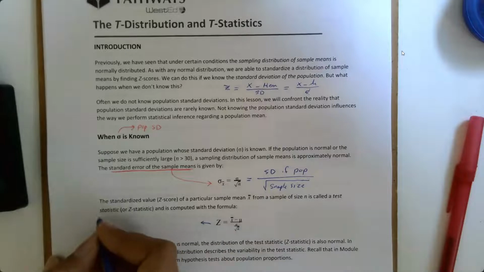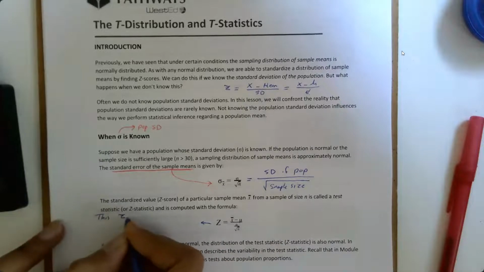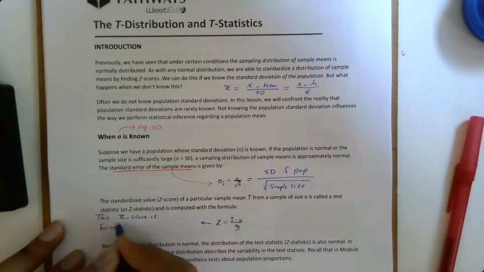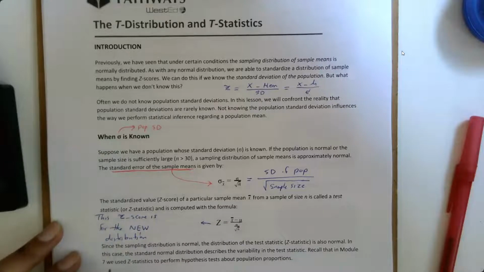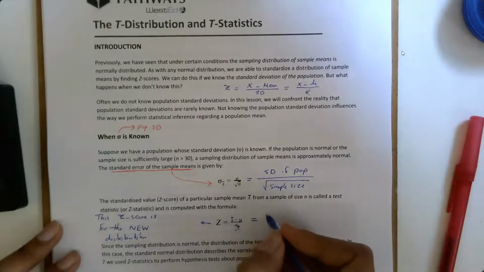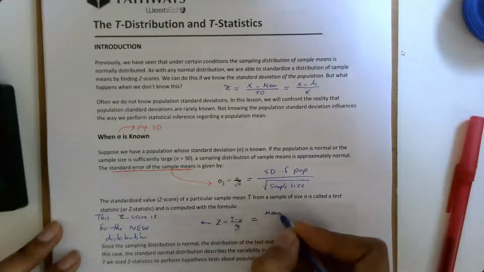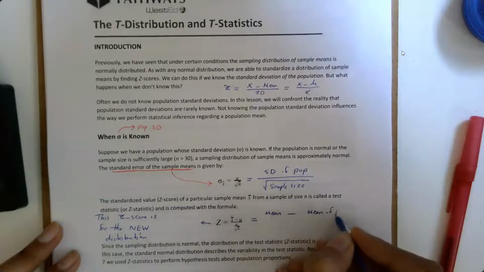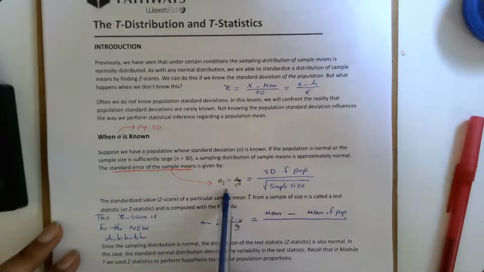This z-score is for the new distribution. What distribution? The distribution of sample means. So z is equal to x bar, the mean of the sample, minus mu, the mean of the population, divided by the standard error that we calculated here, sigma over the square root of n.